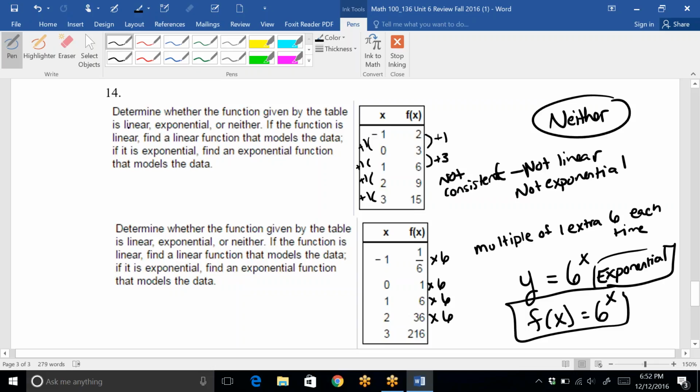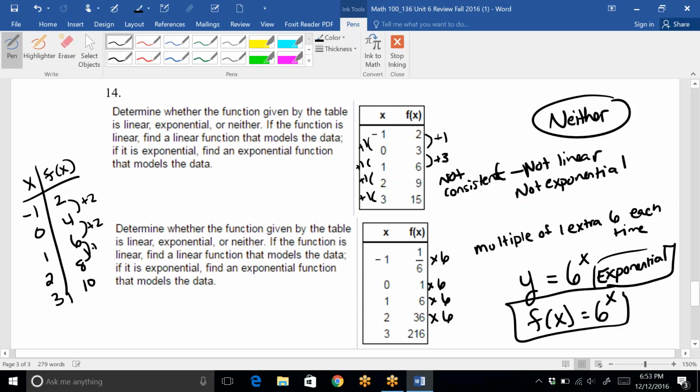Now, because we didn't have one on the review, I'm going to make up a linear one real quick so that you know how to get the answer for that piece if you were given one. So if we have negative 1, 0, 1, 2, and 3, let's say that our f of x is 2, 4, 6, 8, 10. Notice these are all going up by 1, and these are all going up by adding 2. When you add the same number each time, you're actually linear.